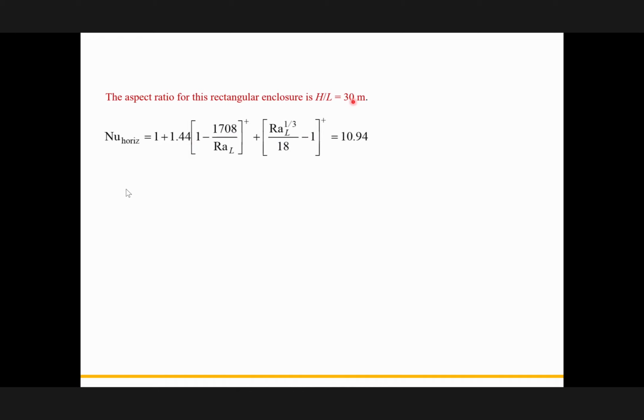Now we have the aspect ratio, called H over L. This is the term they're using, aspect ratio. Here it is 30, because it's 3 meters divided by 0.1. Therefore, we have to use this correlation. As I mentioned, we have the Rayleigh number from the previous page. You place it here, and make sure if the term is positive, you consider it; if it's negative, you ignore it. Check to see which one you have to ignore. If you calculate for the horizontal scenario, it becomes 10.94.